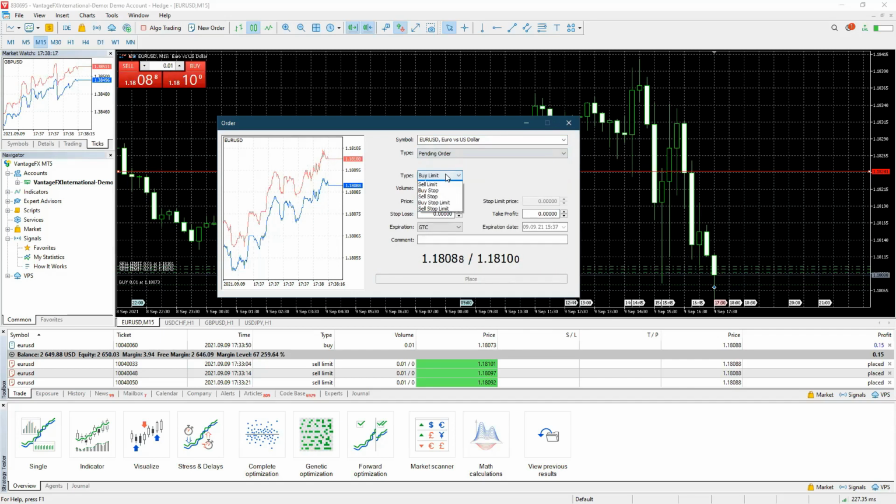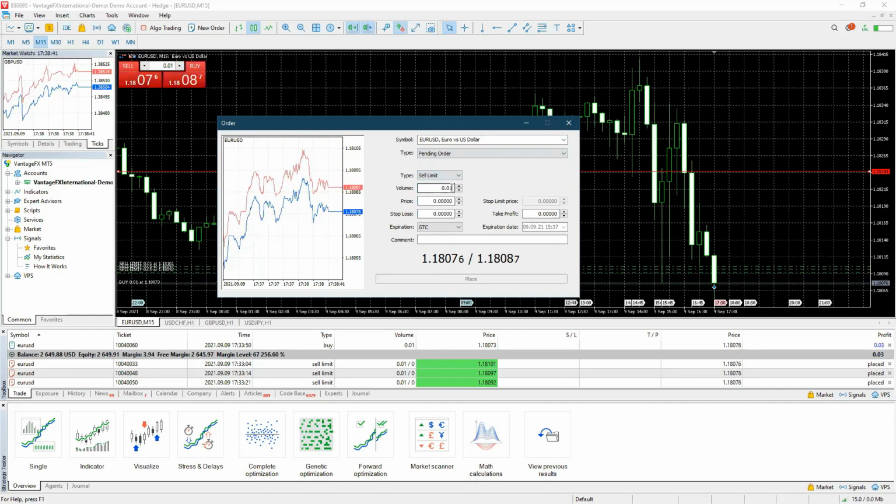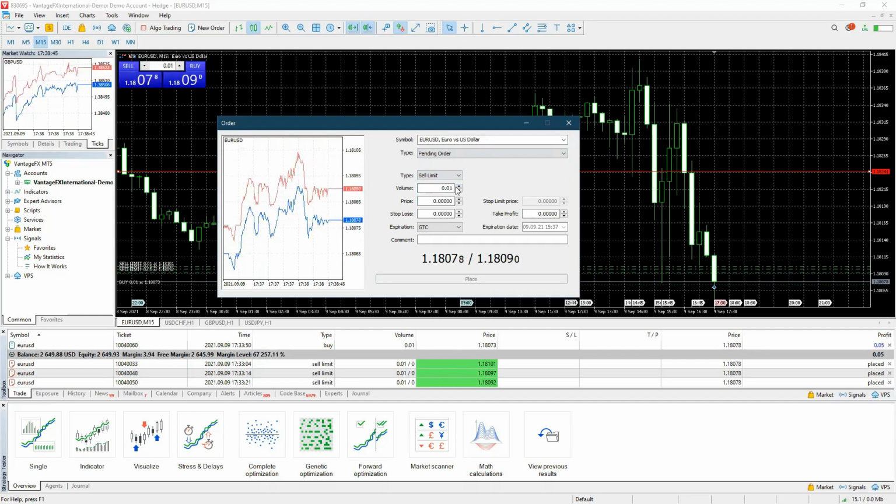Now you see the pending orders you have here: buy limit, sell limit, buy stop, sell stop, buy stop limit, and sell stop limit. I'll explain the buy stop limit and the sell stop limit later. Now we want to use the sell limit, so I will select the sell limit there, and then select the volume I want to use. Assuming I want to use 0.01, this is the lot size.